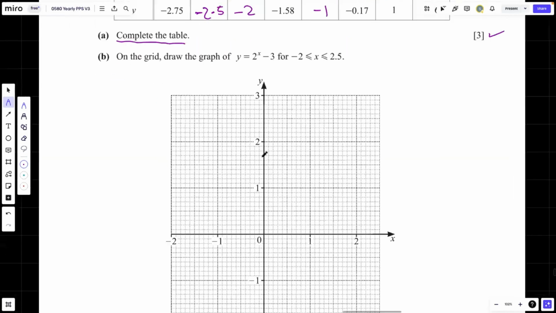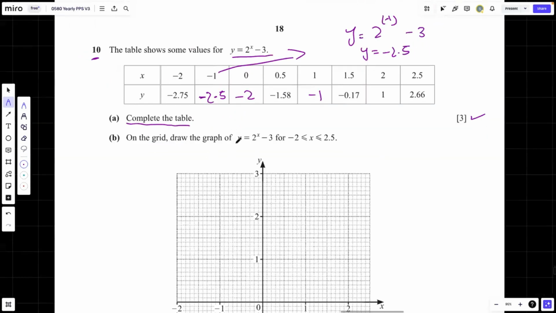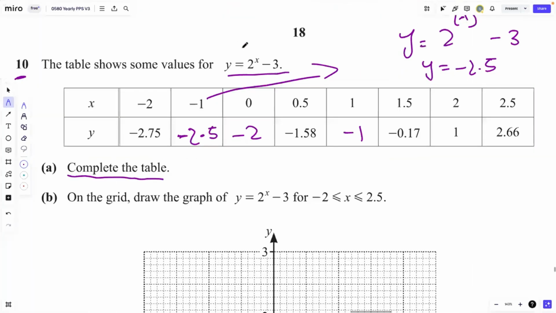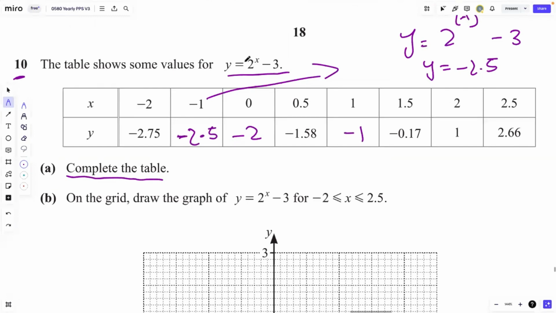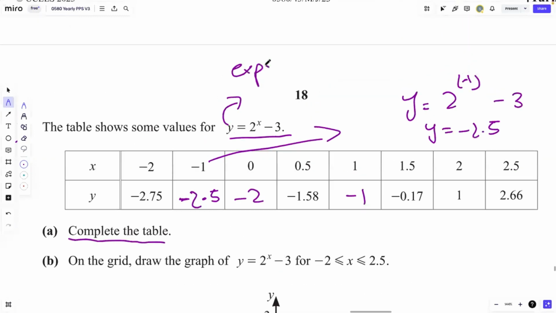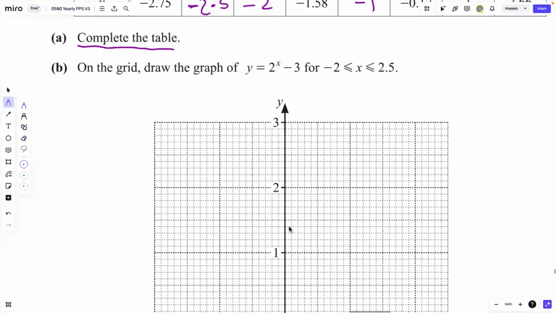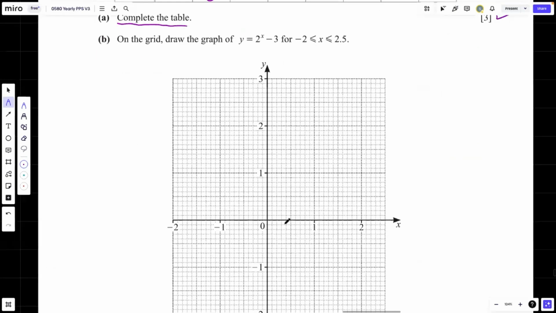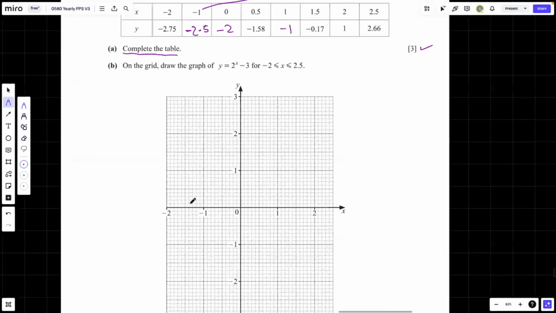Now you are supposed to draw this graph. You have all the x and y coordinates, so you just need to plot the points and make the curve. It's going to be an exponential graph, because whenever you have x in the power, it's an exponential graph or function. So we'll have a curve instead of a line. It's not linear.